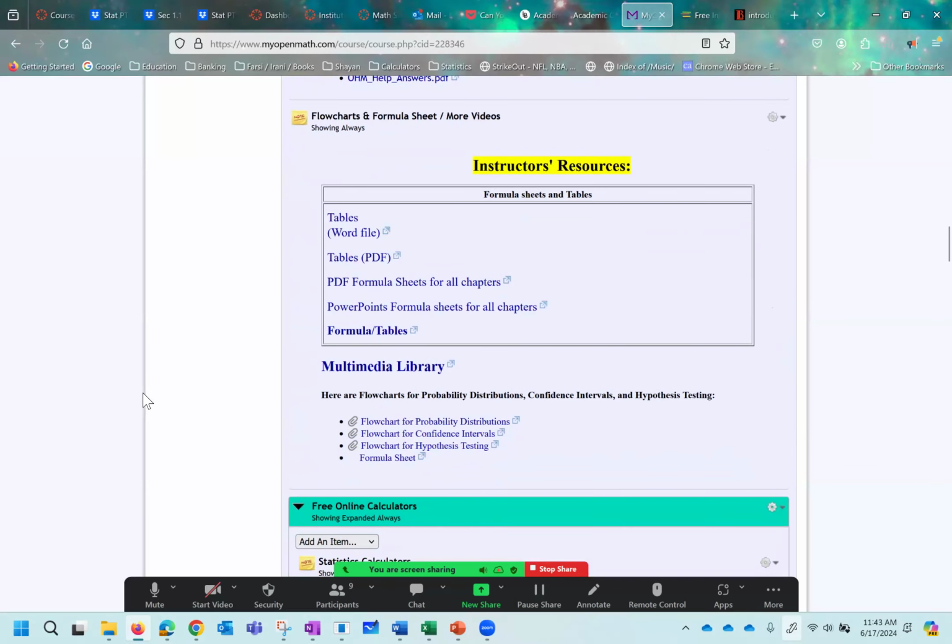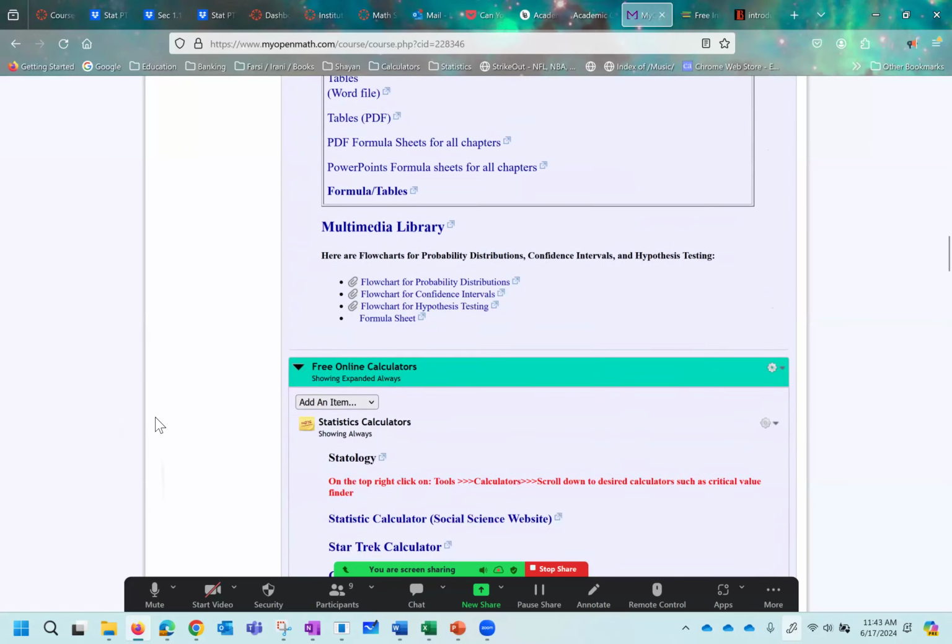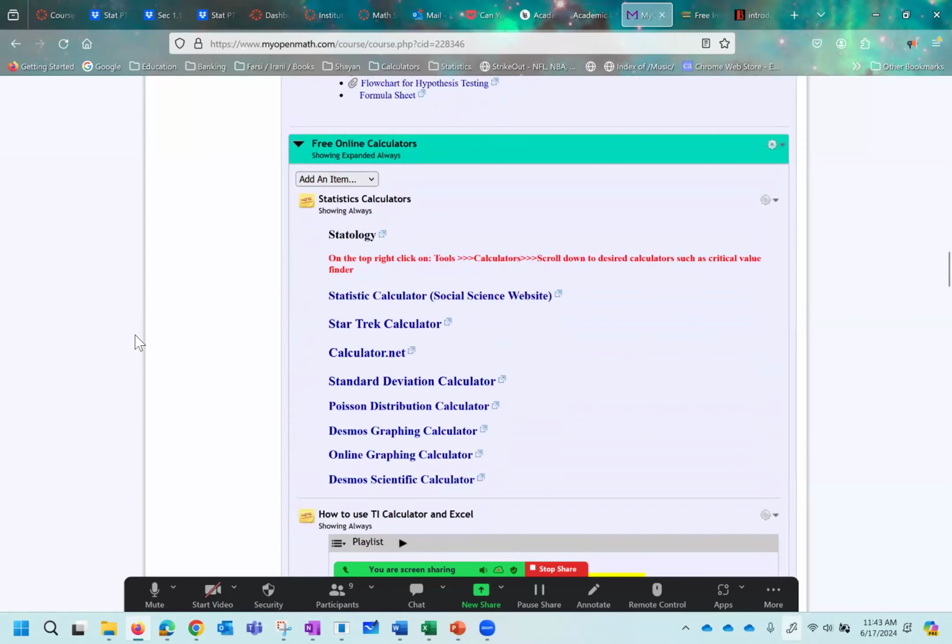Then we have some resources, instructors' resources. Those are my resources, such as tables in Word file, PDF, and so forth, formulas, flow charts. But what's interesting, it's free online calculators class. We have a lot of calculators that are for free. You have to check to see which one works the best for you. You have to spend a little bit of time.